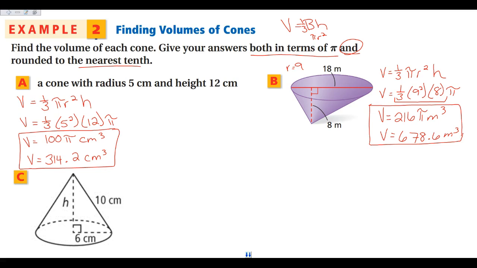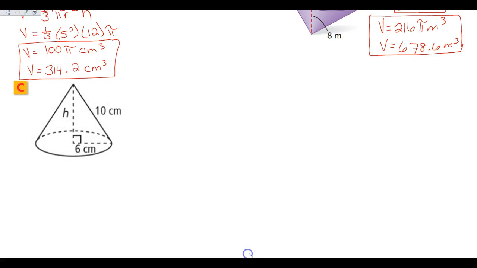All right, I'm going to scroll down a little here. And we're going to look at this one. So remember, my volume formula requires the height of the cone. I do not have the height of the cone. 10, remember, is the slant height, which we use that cursive L for. So because I know the radius is 6, I know the slant height is 10, and I know that my height is going to be perpendicular, I have a right triangle here with 6, h, and 10. So I can use my Pythagorean theorem.